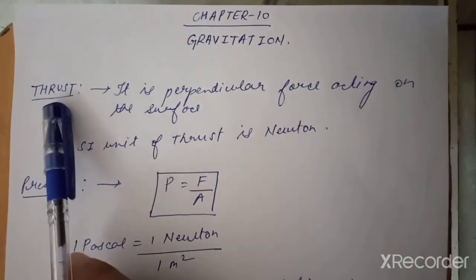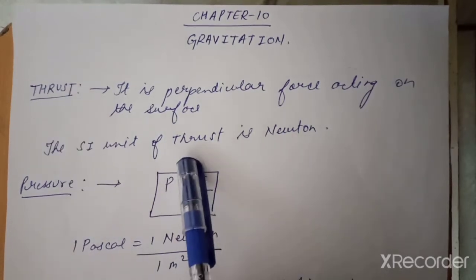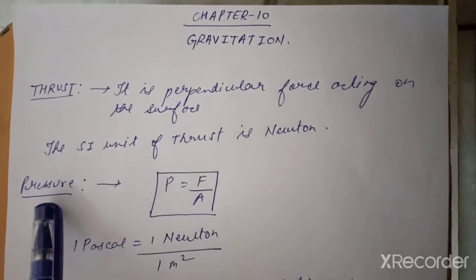Okay, so what is the thrust? It is the force which is acting at 90 degrees. It is called the thrust. What is the unit of the thrust? It is Newton.